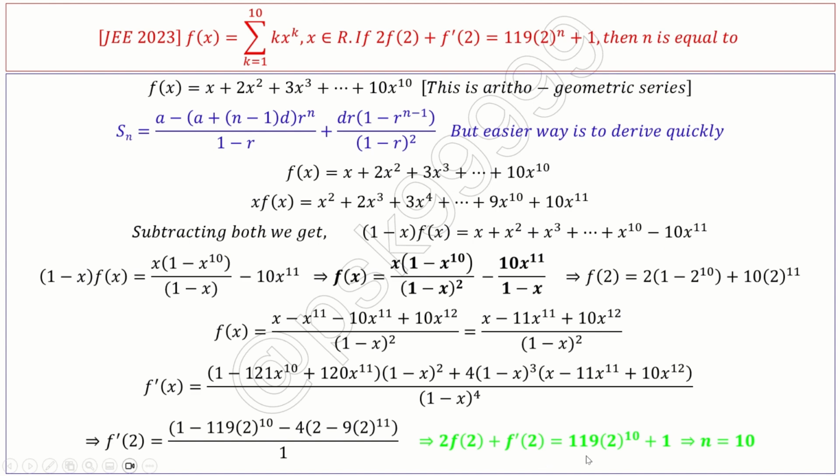Simplify it, you will get 119, 2 to the power of 10 plus 1. If I compare with this one, n is equal to 10. This is the answer, n equal to 10. Hope you can do it. There is a small mistake here. You can do it yourself.